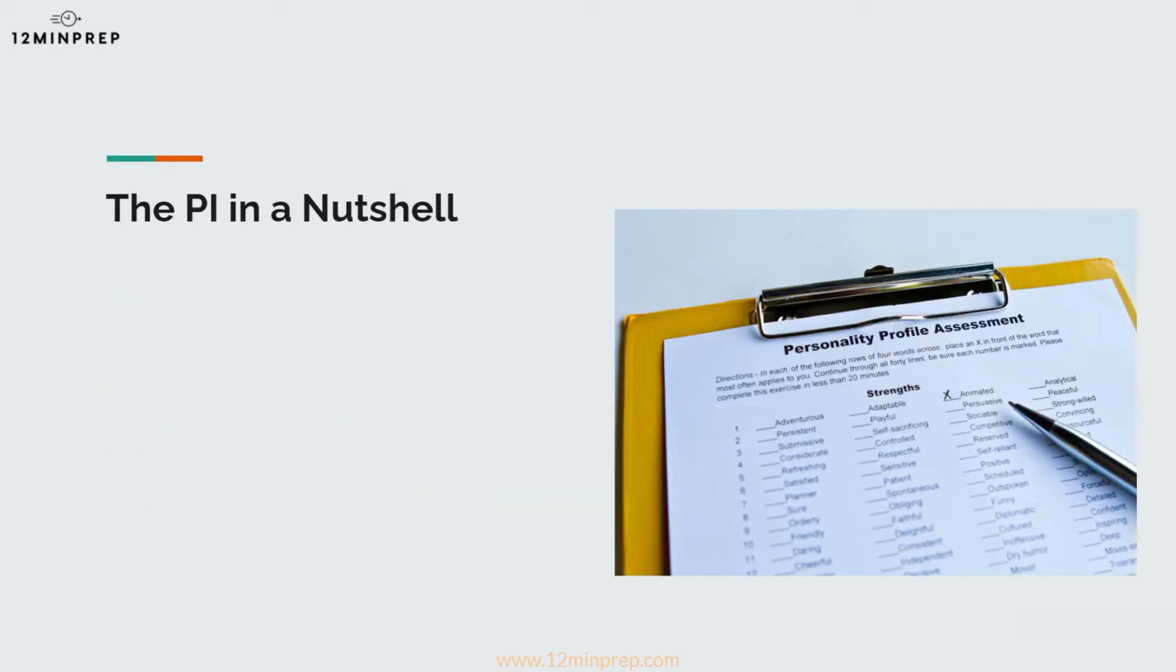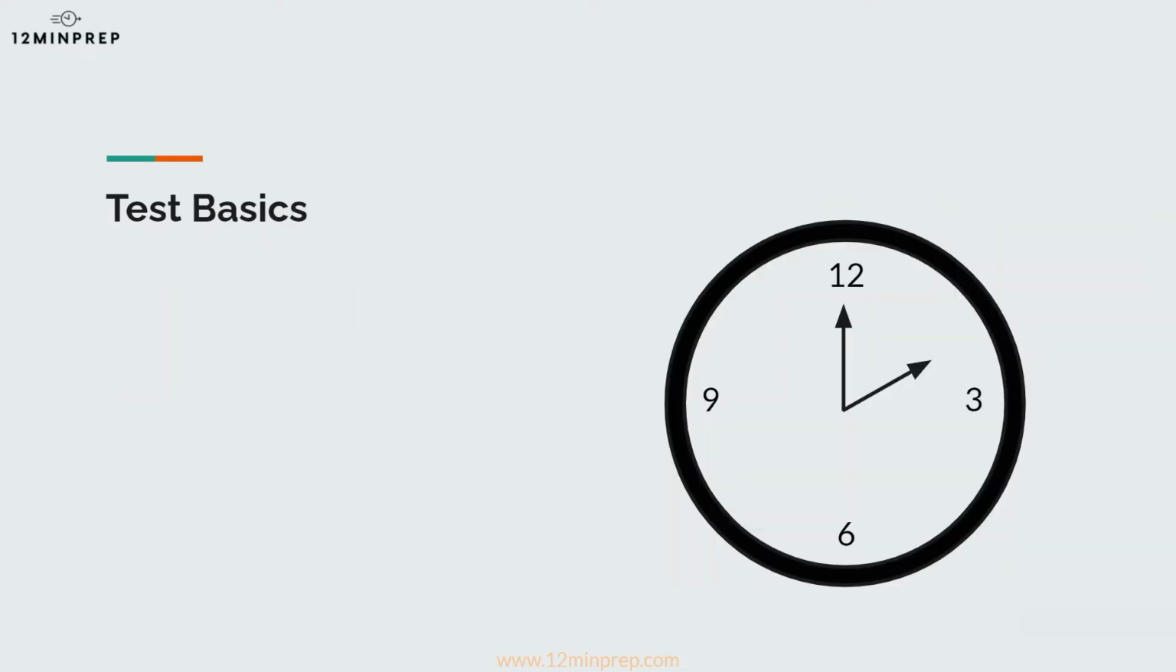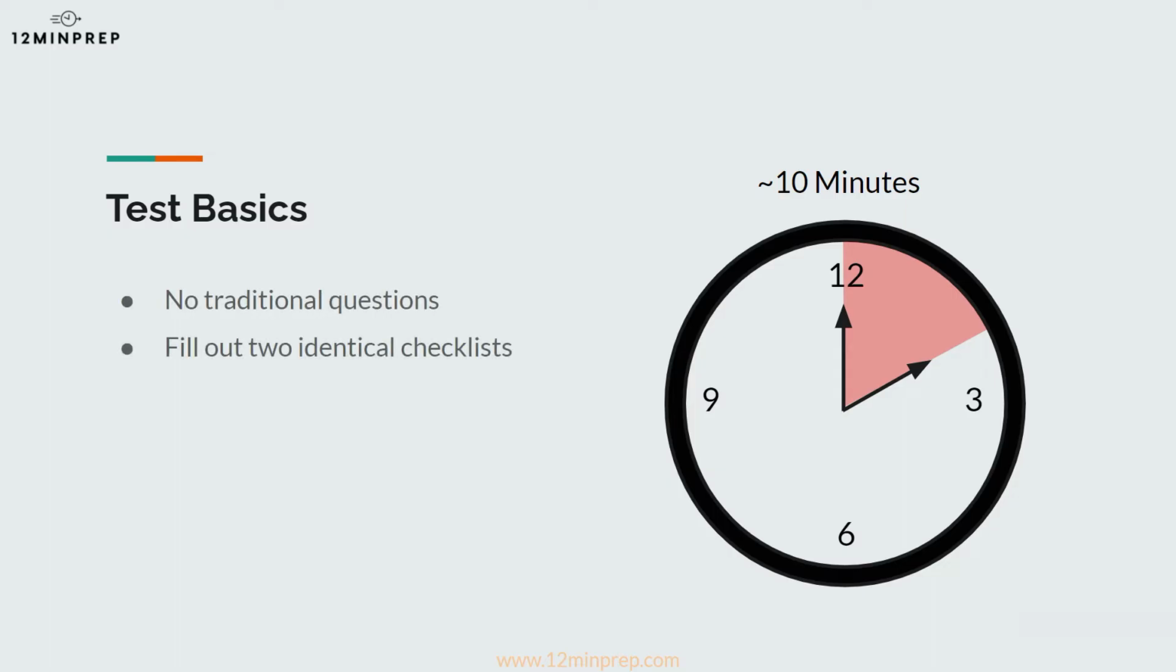The Predictive Index Behavioral Assessment, or PI, is a work-related behavioral test that evaluates personality traits and is frequently used for employment purposes. The test is often used together with a cognitive assessment and an in-person interview to get a holistic view of a candidate. The test usually takes less than 10 minutes to complete and has no traditional questions on it. Rather, you will just be asked to fill out 2 identical checklists of 86 adjectives.